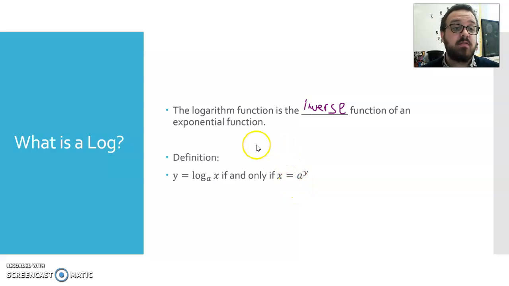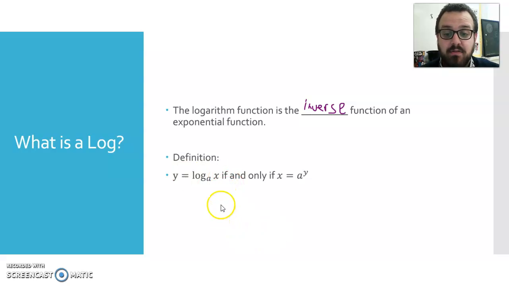Now, the definition of a log, we actually define it by thinking about an exponential. If you have the log of a function, so y equals log base a of x, literally this word log, it's not variables, it's the operation. The operation is called the log, the logarithm. If I take the log of a number x, what that really means is x equals a to the y.